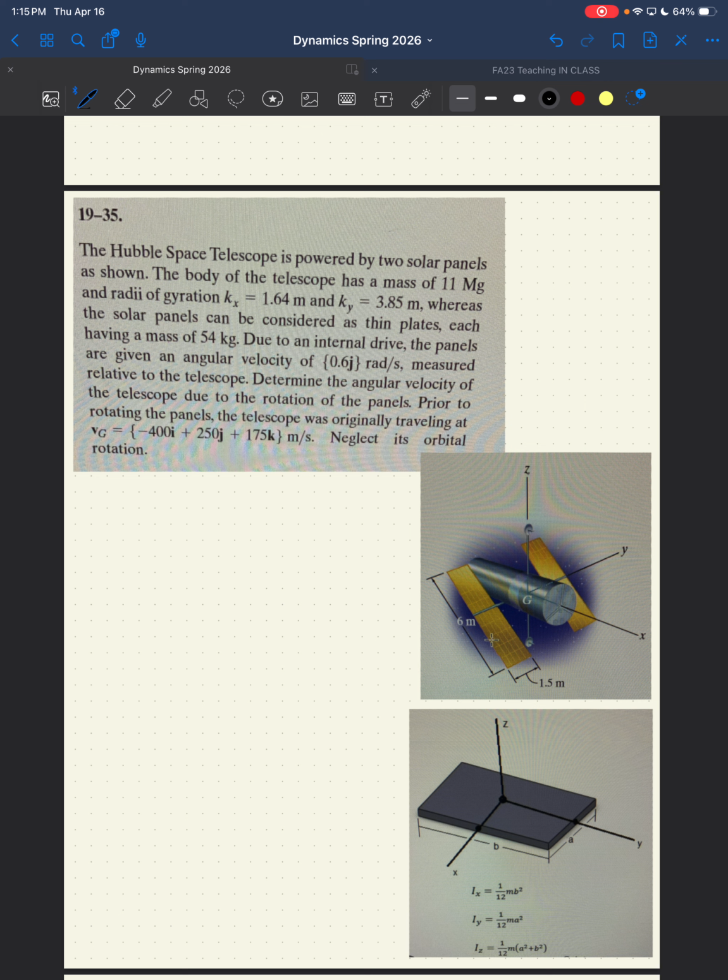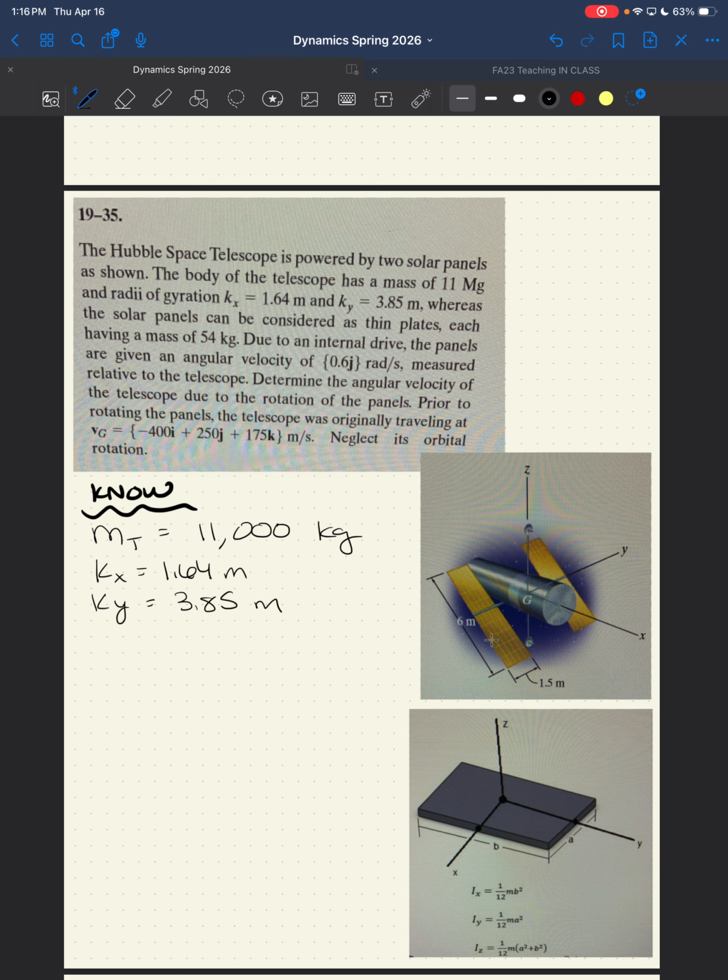Why do you say less than? Because the mass of the telescope is way bigger than the panels. Absolutely. For momentum to be conserved, these two things need to equal out, right? And so the mass of the telescope is massive. It's huge compared to those panels. So even spinning it at a little rotational velocity is going to have the same momenta effect as the panels.